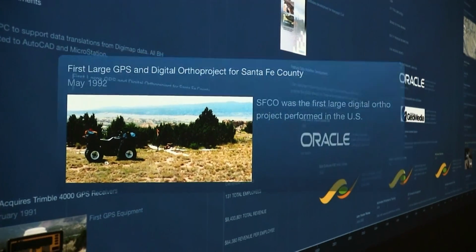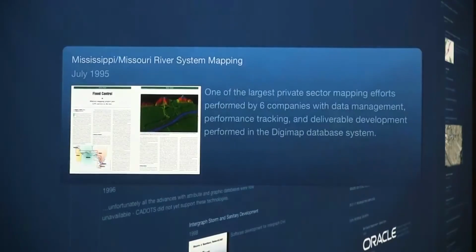Him and Brian quickly squared up on who was right?